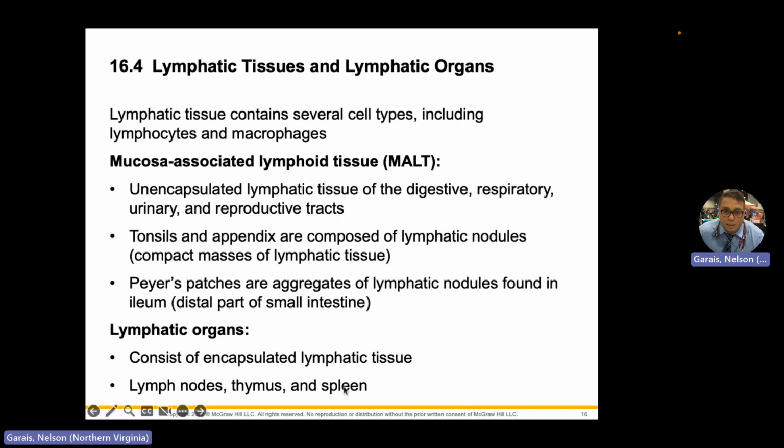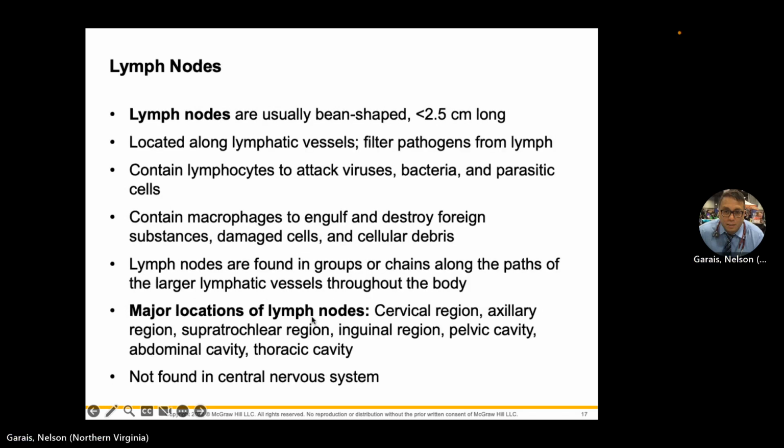And your spleen is also associated with the conservation and kind of the recycling of all your blood cells, your red blood cells in specific, but it also does your white blood cells as well. So what are lymph nodes?